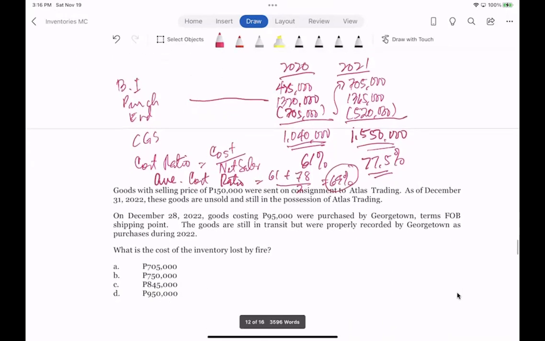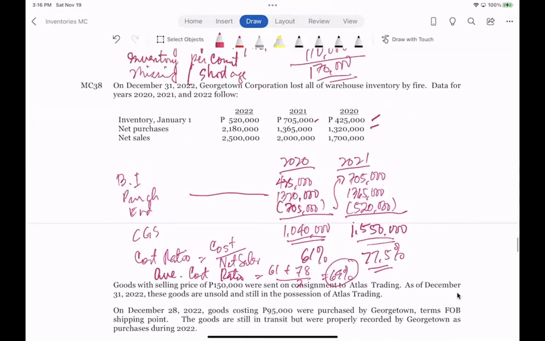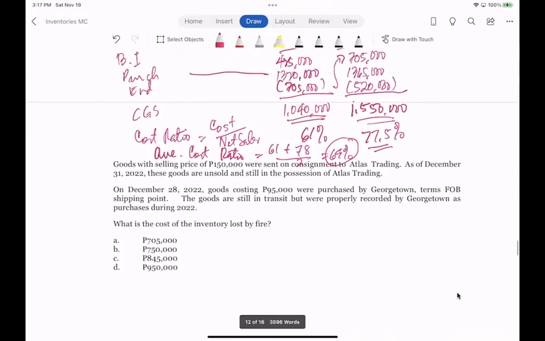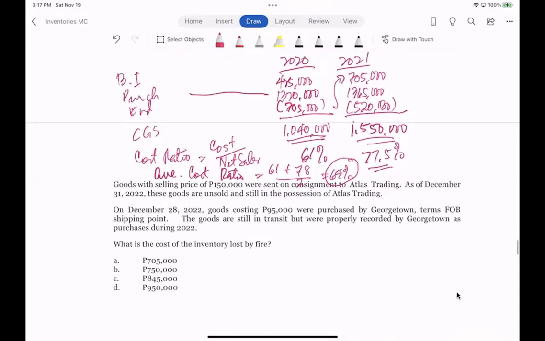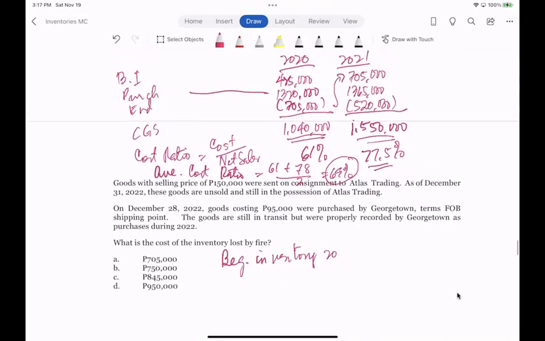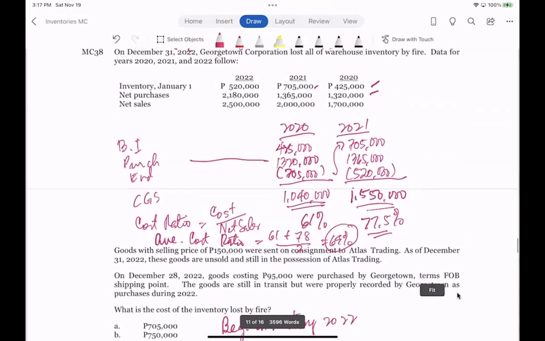Okay, so assuming that we will be using this average gross profit ratio in the past year, to compute for the cost of the inventory lost by fire. We may also use the overall gross profit ratio. We'll just go back later. Okay, so therefore, beginning inventory for 2022 is 520.